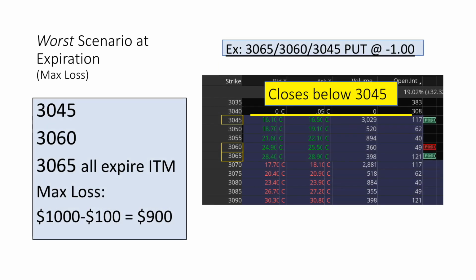And this is what your worst scenario would look like, your max loss. So a close below 30.45, your lowest strike in that butterfly, would mean that all your strikes end up in the money and you have your max loss. You'll have to ignore the colors of the option chain here. I was just trying to visualize what all of your strikes would look like in the money.